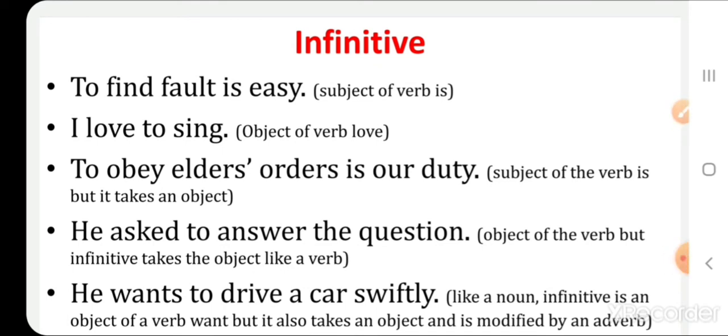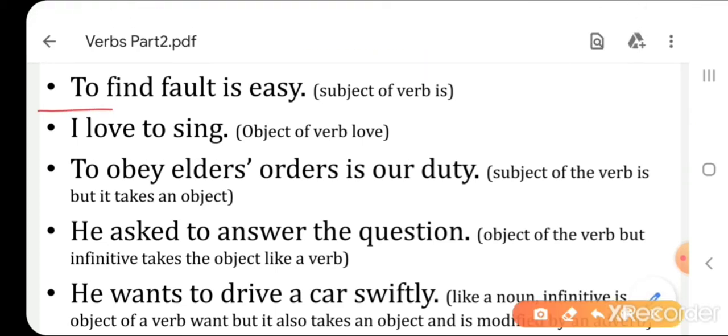As we have learnt, in infinitive, we have to use to before a verb. So here, to find fault is easy. Here the subject of verb is. Now, find is not a verb here. To find means that is a subject. And as a verb, it shows the characteristic of taking an object. So, to find is a verb used as a noun. This infinitive is used as a noun, and it is a subject, because the main verb in this sentence is is, and before that the noun or subject is used, so it is a subject of verb is.